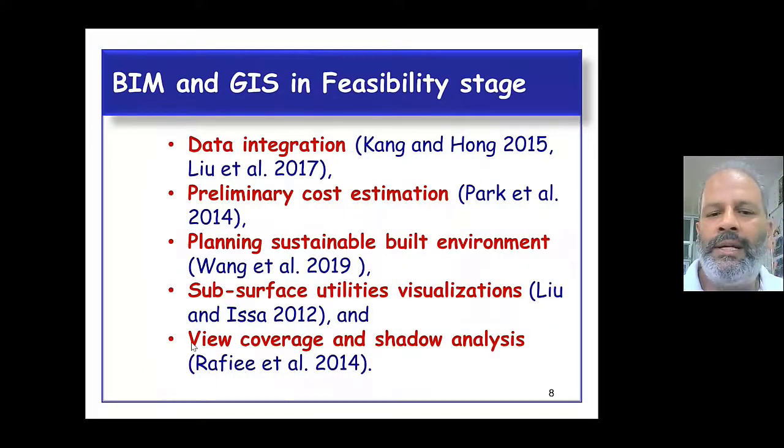There are some other areas which have been reported in which GIS along with building information modeling software has been used in the feasibility stage. Those areas are data integration, preliminary cost estimation, planning sustainable built environment, subsurface utility visualization, view coverage, and shadow analysis.